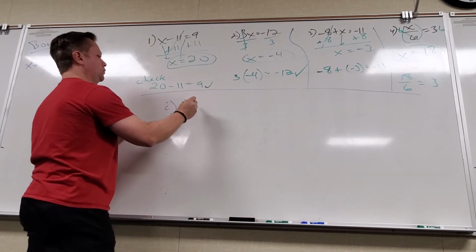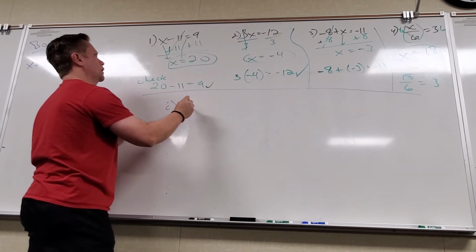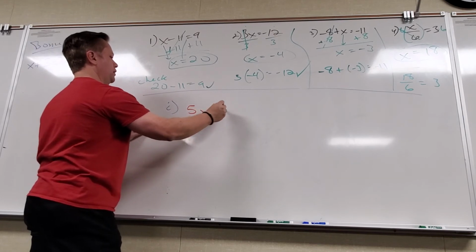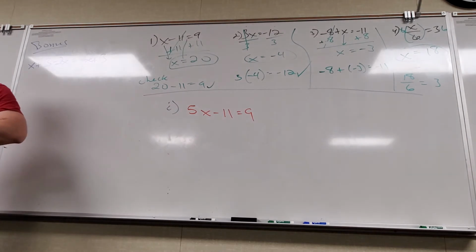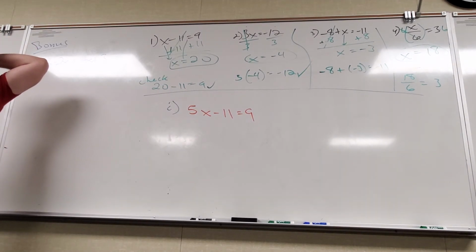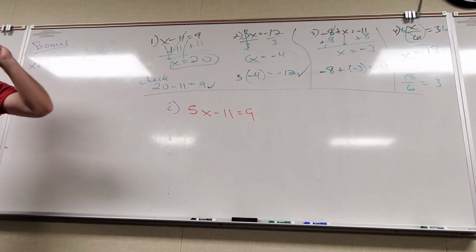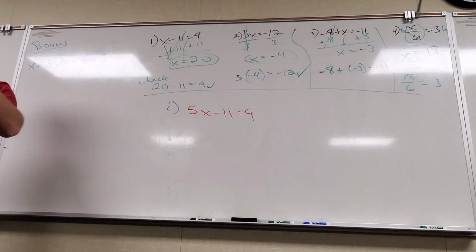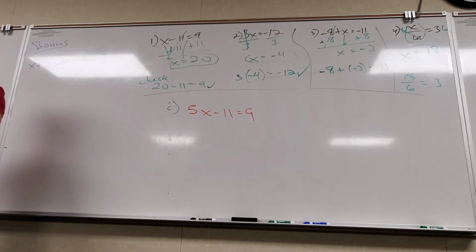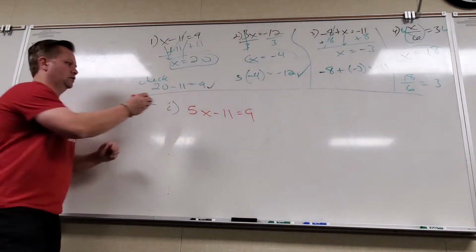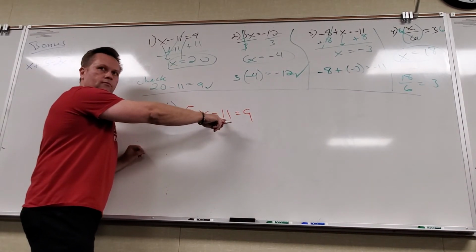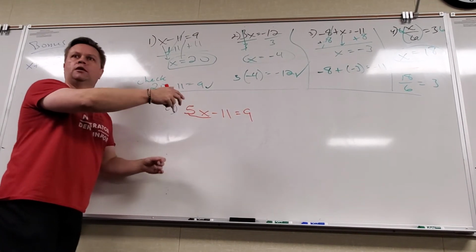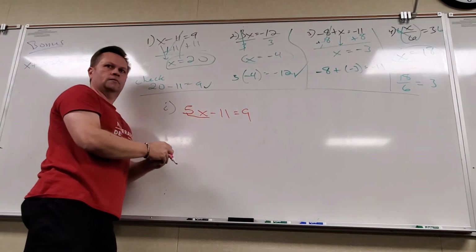So let's do a little more interesting problem. Let me add one little wrinkle to this first problem up there. So here's the right way to look at an equation like this. Which term has x in it? It's kind of a dumb question. Which term has x in it? 5x. Why is that term not by itself? Because of the stupid 11. So how do I kill the negative 11? Add 11.